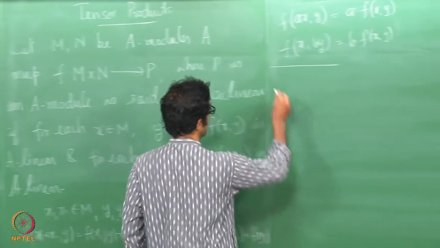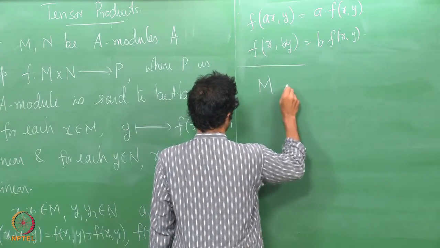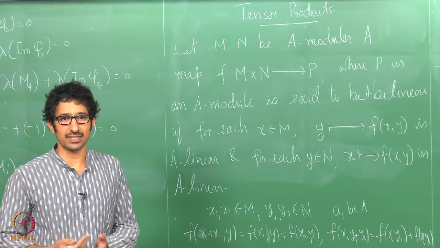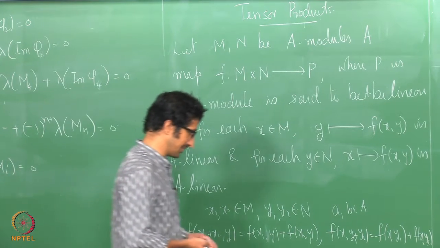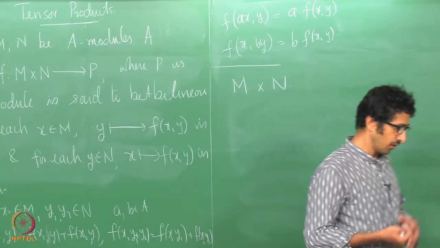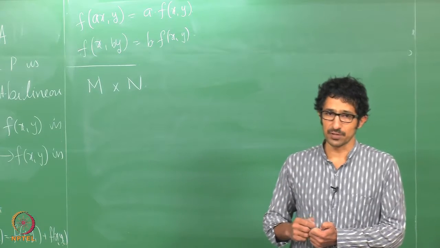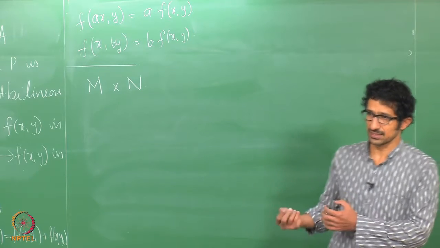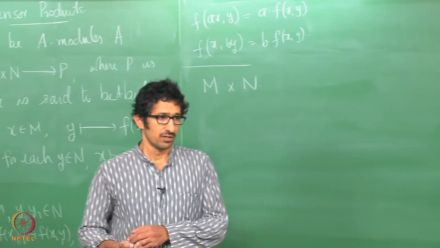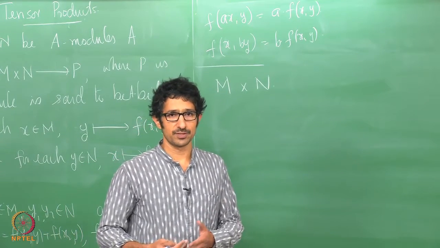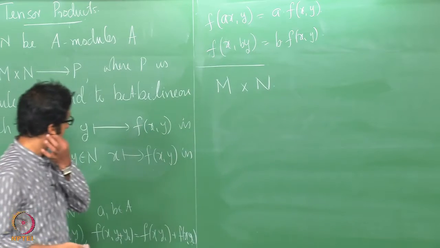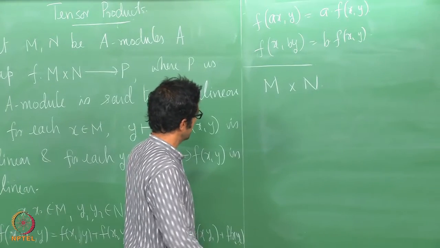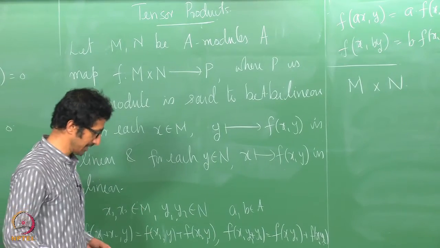So suppose I have modules M and N. Our aim is to define what is called a tensor product of M and N. The tensor product is a very important tool in homological algebra. Homological algebra, or the methods of homological algebra, are applied in every part of commutative algebra, algebraic geometry, and so on. Even in analysis these are very important, though the approach is slightly different. But this is a very important module, the tensor product of M and N.